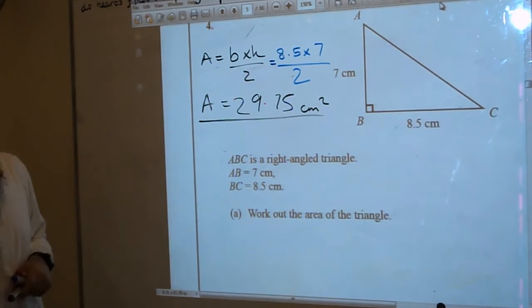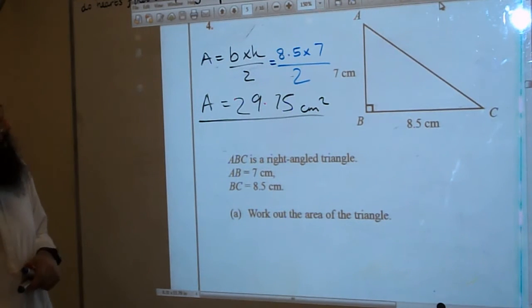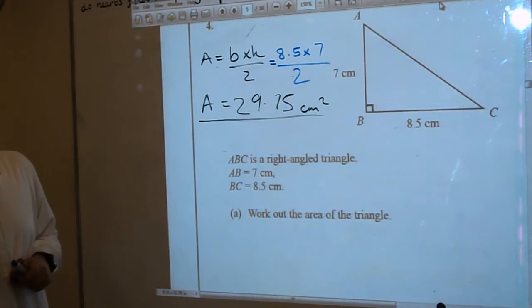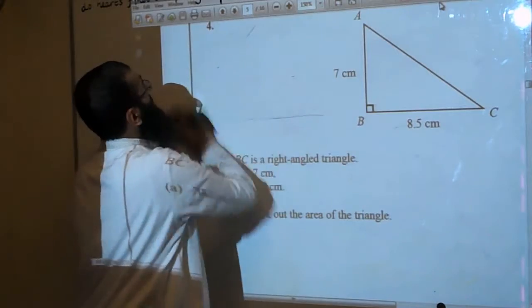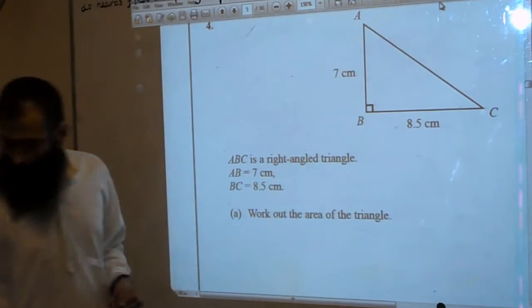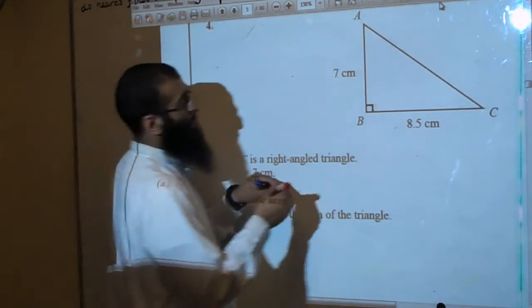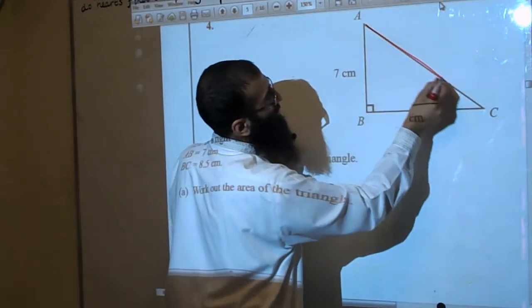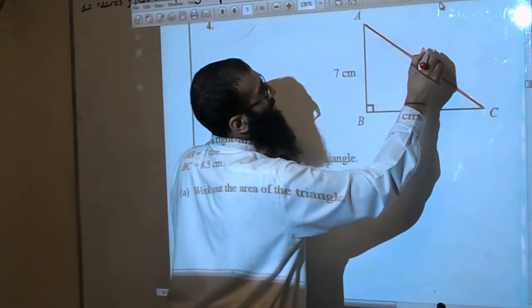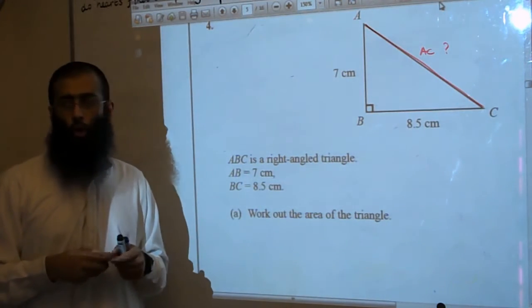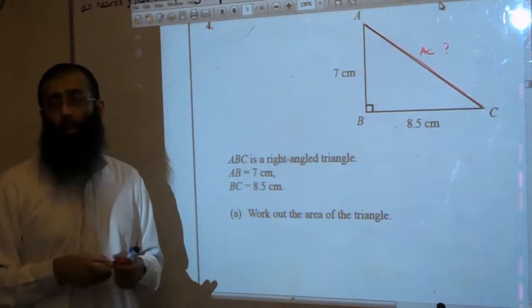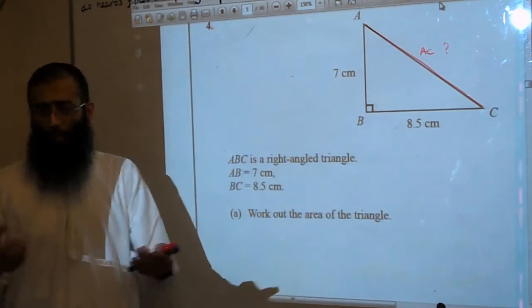Right, next part of the question. I'm not going to move the board up because we'll lose the triangle. We'll work out the length of AC and give the answer to 2 decimal places. AC now. Right, that's not AC Milan, that's something else. Let's have a look at this one. So we have to work out, now, do we need to use trigonometry here? Pythagoras. No, you should use Pythagoras' theorem because we've got a right angle triangle. We've got to work out the third side now.